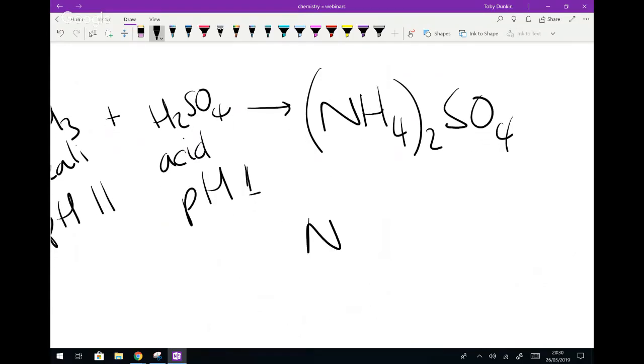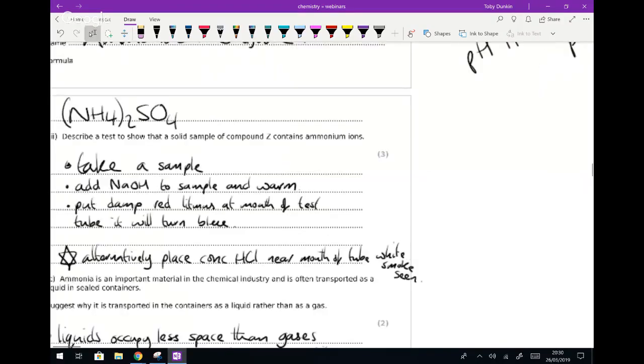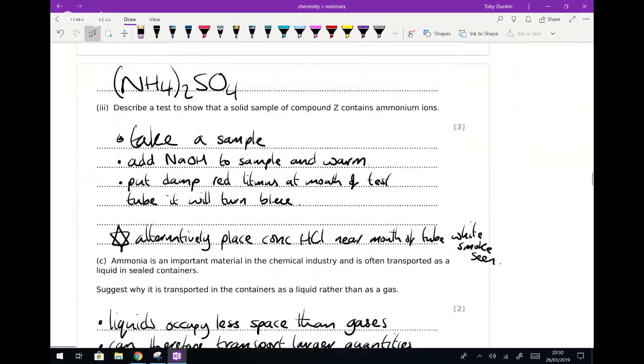You get ammonium sulfate. Why? Because the ammonia becomes ammonium, which is NH4+. The sulfate becomes SO4 2-, and we need 2 ammoniums for every 1 sulfate. Watch it. Formulae, of course, grade A. Name the salt. Any acid and alkali, by the way, is a neutralization. Next, ammonium sulfate is our formula.